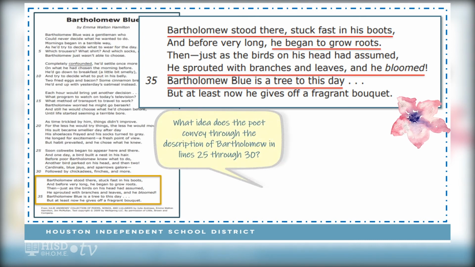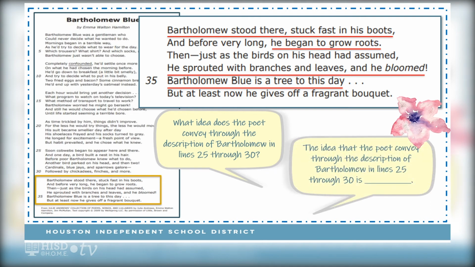What idea does the poet convey through the description of Bartholomew in lines 25 through 30? As you think of your response, use the sentence stem. The idea that the poet conveys through the description of Bartholomew in lines 25 through 30 is blank.